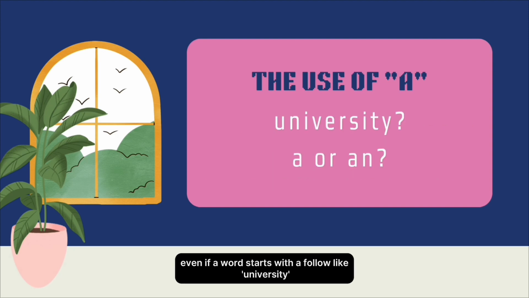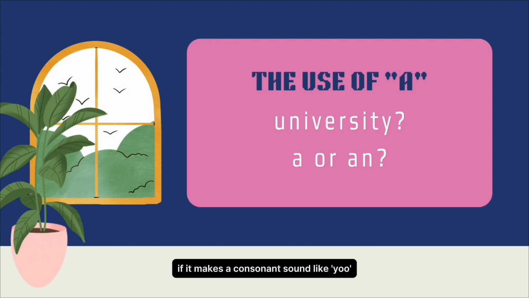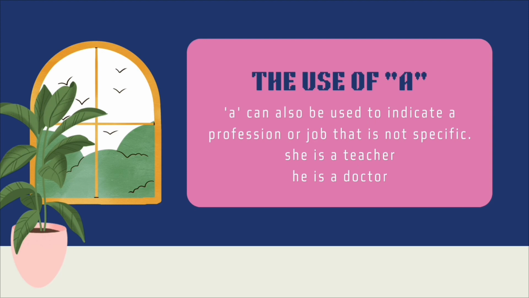But here's a little trick. Even if a word starts with a vowel, like university, if it makes a consonant sound like U, using Y, so we still use article a. Then it becomes a university, not an university.